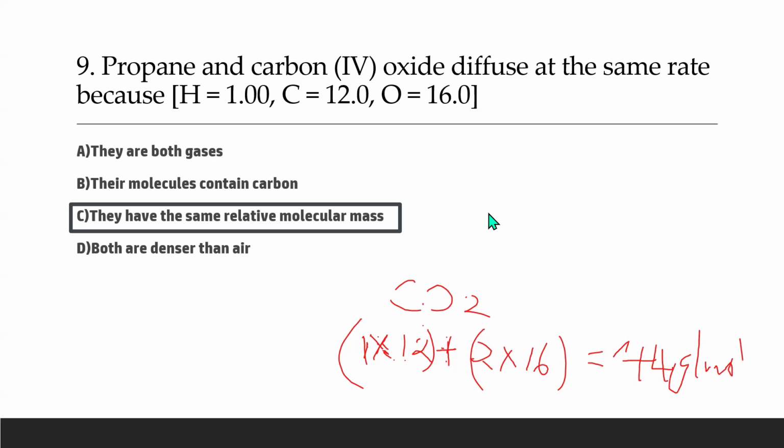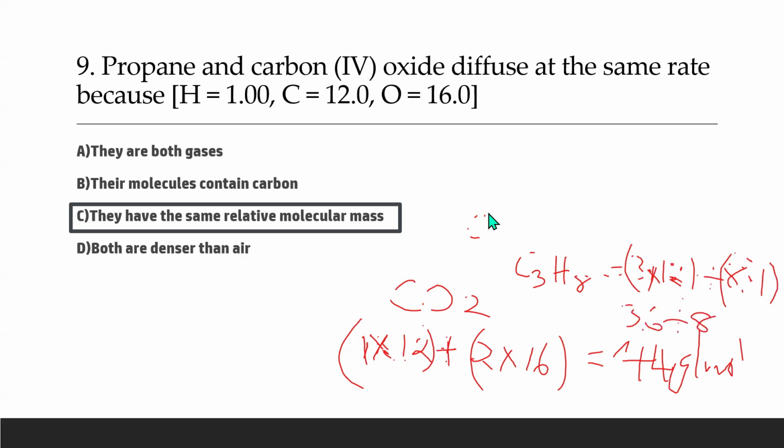And then, of course, propane is C3H8. So we have 3 times 12, which gives us 36, plus 8, because hydrogen is 1, so 8 times 1. So it's 44. Because they have the same relative molecular mass, that is why they can diffuse at the same rate.